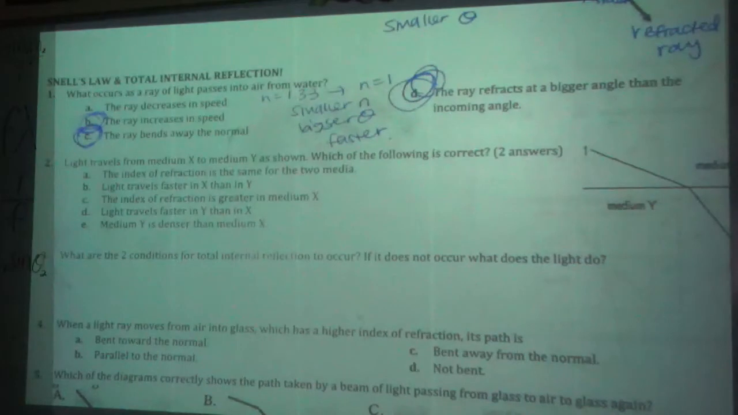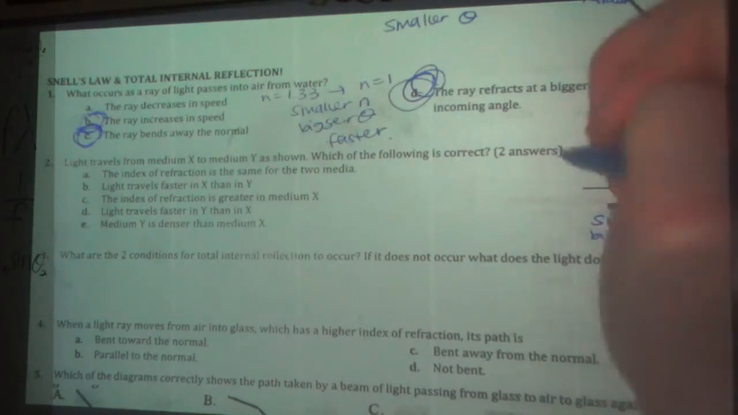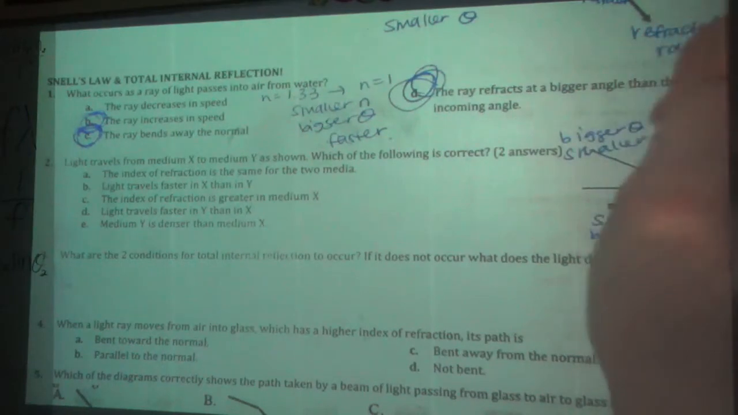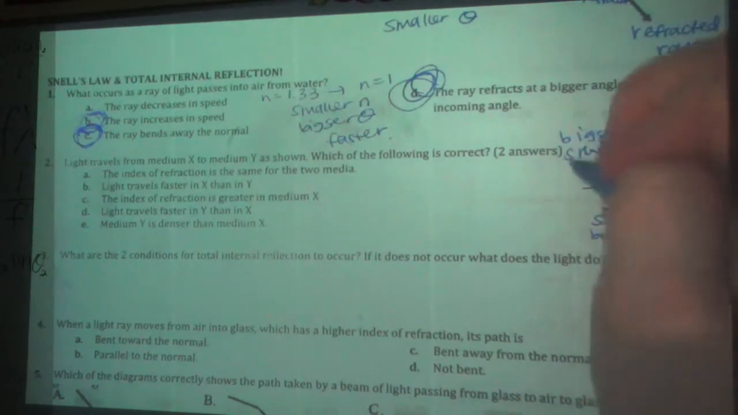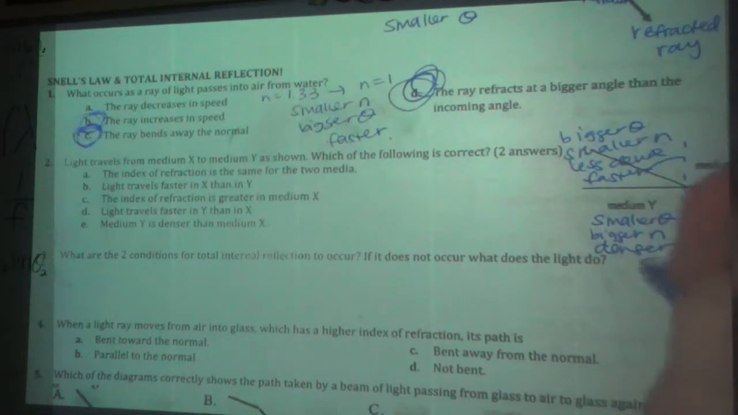All right, light travels from medium X into medium Y as shown. Which of the following is correct? So I'm going to sketch in my normal. It's perpendicular to the surface. And I'm going to look at this angle compared to this angle. This one is definitely a smaller angle, which means a bigger n. This one is a bigger angle, which means a smaller n. Smaller n is less dense, and less dense will travel faster. Bigger n is more dense, so it's going to travel slower.